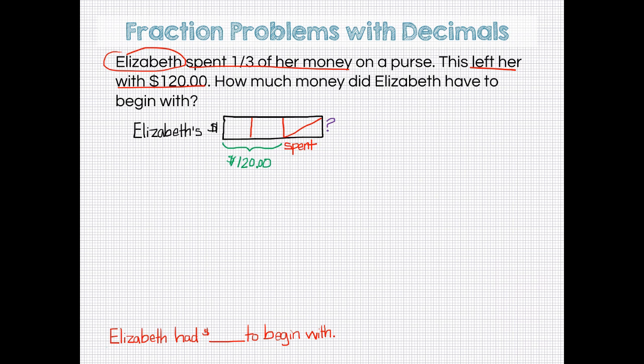Since our bar model shows us that 2 units equals $120, then 1 unit equals $120 divided by 2, which is $60. If each of these pieces represents $60 and there are 3 of them, then 3 times $60 is $180. Elizabeth had $180 to begin with.